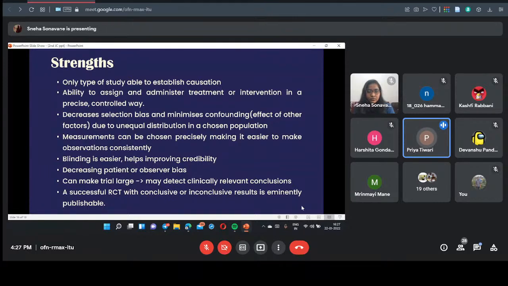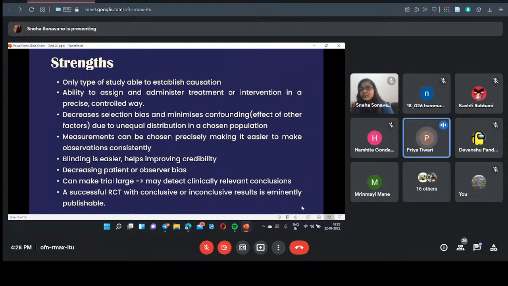That is, the effect of other factors which occurs due to the unequal distribution of the chosen population. As I said earlier, the similar age group is placed together, so that the effects which we would have got because of unequal age distribution were eliminated. This is one of the strengths. Then the measurements can be chosen precisely, making it easier to make observations consistently. Now, the most important step is that blinding is easier. That helps to improve credibility.